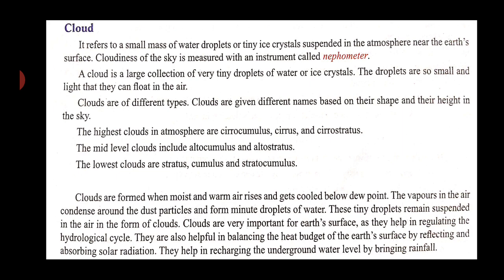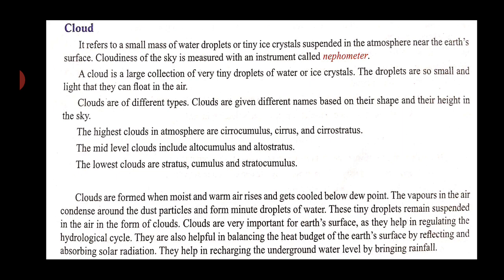The next heading is cloud. What are clouds? Clouds refer to a small mass of water droplets or tiny ice crystals suspended in the atmosphere near the earth's surface. Cloudiness of the sky is measured with the help of the instrument nephometer. Okay, now see what clouds are. A cloud is a large collection of very tiny droplets of water or ice crystals. The droplets are so small and light that they can float on the air. Very light and tiny droplets of water or ice crystals form a cloud that we see in the sky.